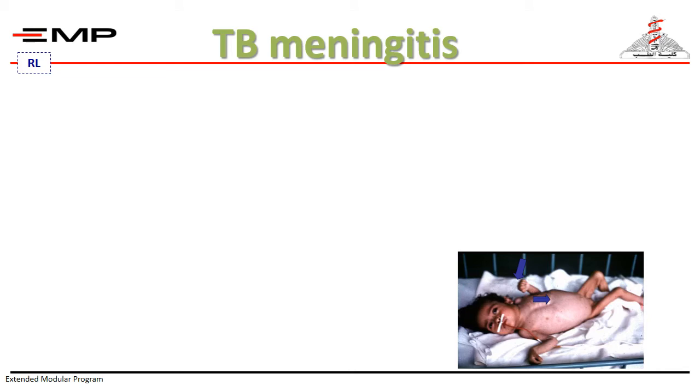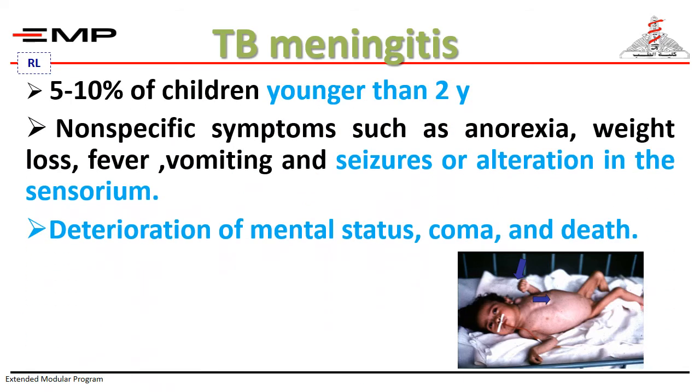This is a dangerous part of tuberculosis, TB meningitis. 5 to 10% of children younger than 2 years have TB meningitis. It is a complication of extrapulmonary tuberculosis. Non-specific symptoms such as anorexia, weight loss, fever, vomiting, seizures, and alteration in the sensorium and consciousness, deterioration of the mental state, coma, and death can occur.